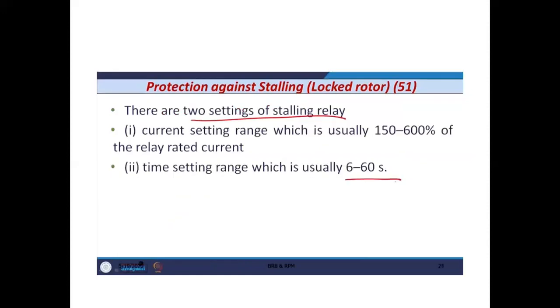So two settings are provided in the stalling relay. The first is the current setting, which is usually 150 to 600 percent of the relay rated current. Basically, it is related to I stall. And the time setting range which is usually provided is 6 to 60 seconds.